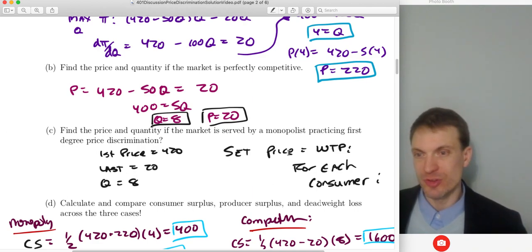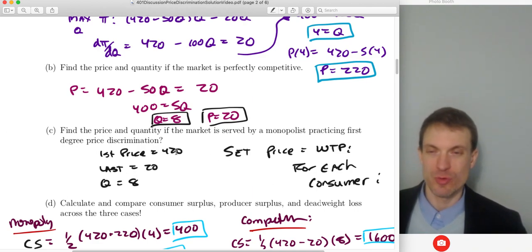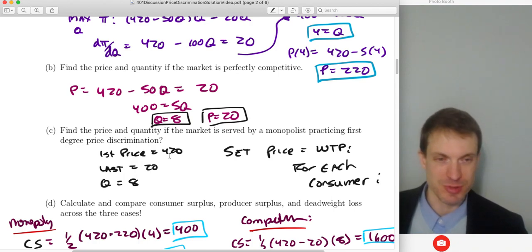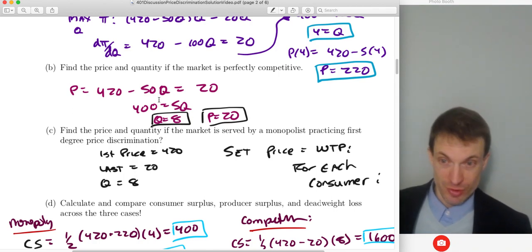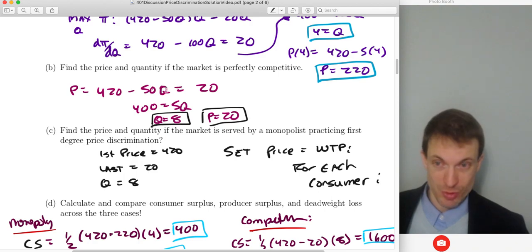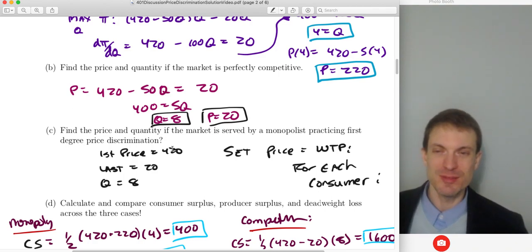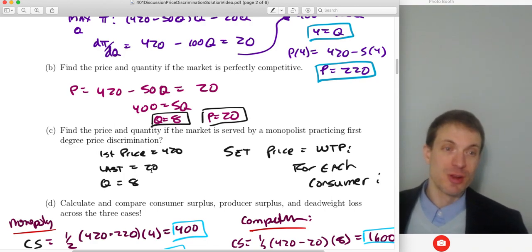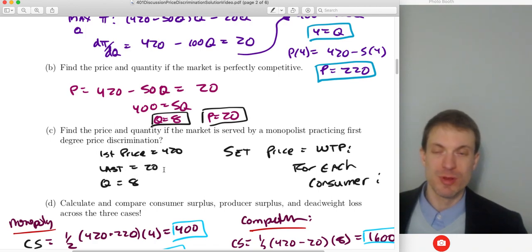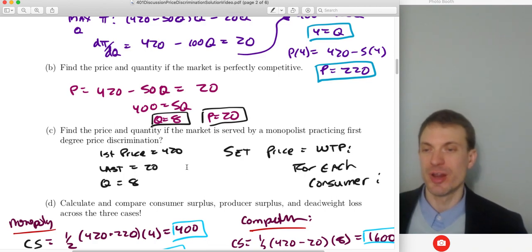So the first person is going to be the person with a willingness to pay of like 420. Now, of course, it's going to be like 420 plus epsilon because 420 is the vertical intercept, and that's literally corresponding to where the quantity is 0. So, okay, right, fine. The first price isn't going to be 420, but for practical purposes, it is. The last price is going to be pretty close to 20 because you're going to sell all the way down to where the person's indifferent between buying and not buying. So I say set price equal to willingness to pay I for each consumer I. I'll show that on the graph.